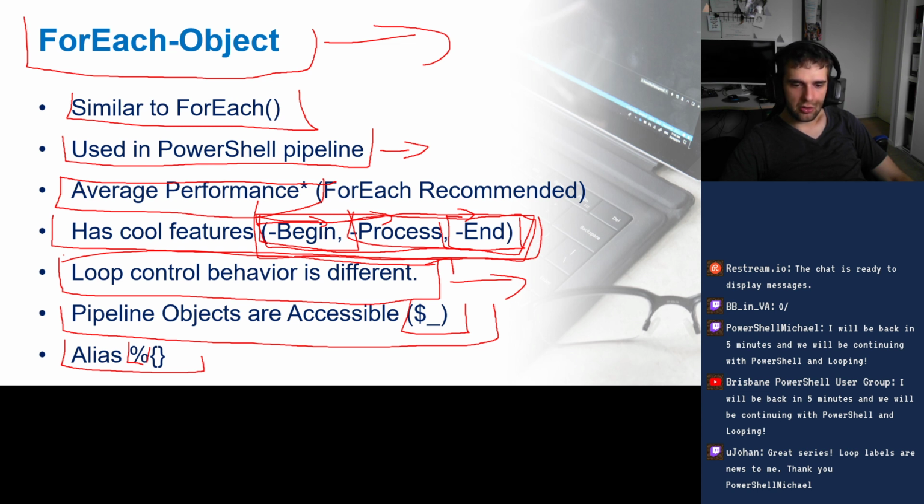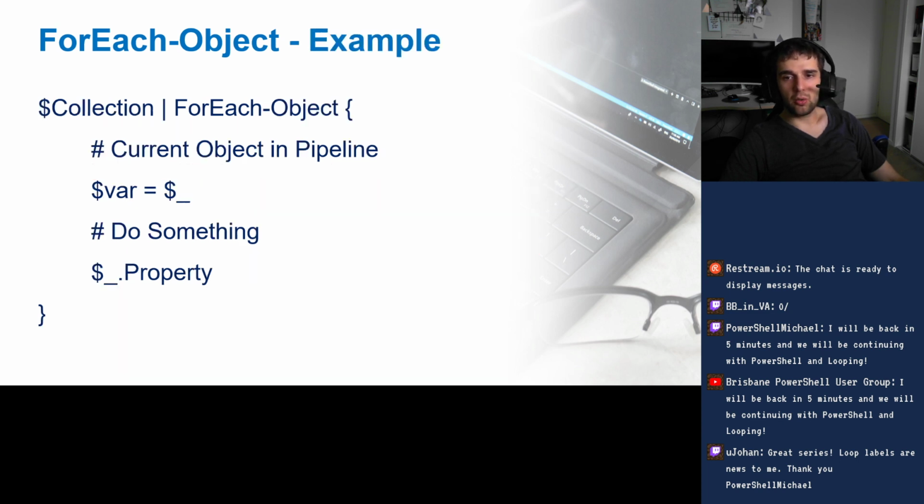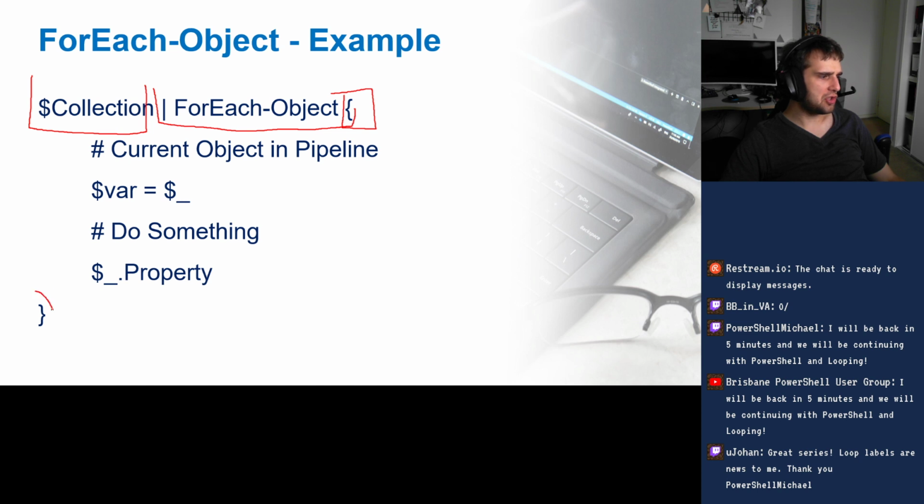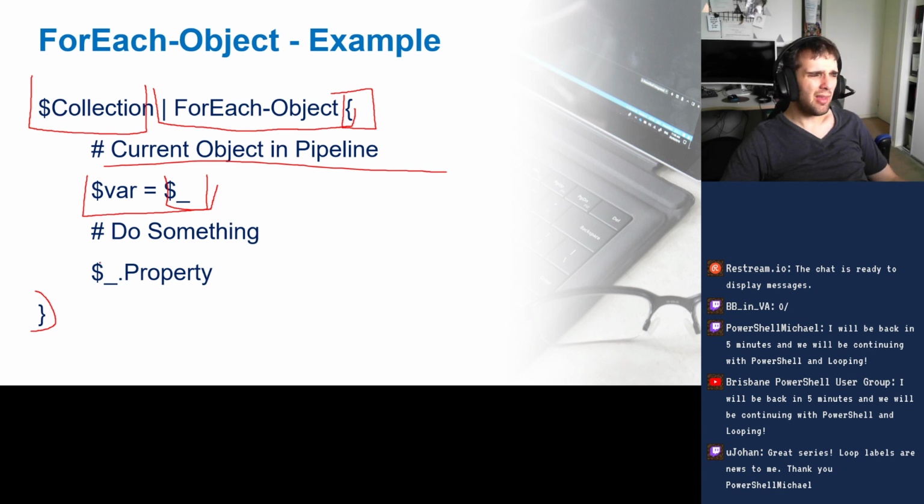So what we're going to do, I just want to quickly check the next slide. No, I'm going to quickly show an example. So this is a basic example. We've got our collection. You can pipe it to ForEach-Object, and then we specify a script block, which is just executable code. We've got our current object. We've declared a variable called var, and we're capturing the current object within the pipeline. And then we're just going to do something with this.